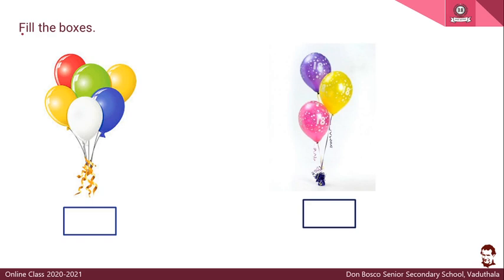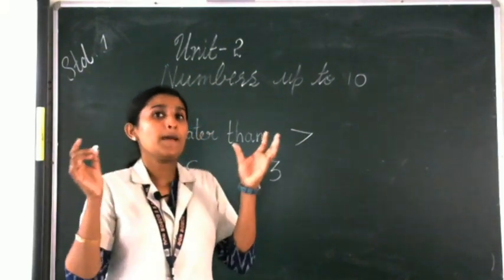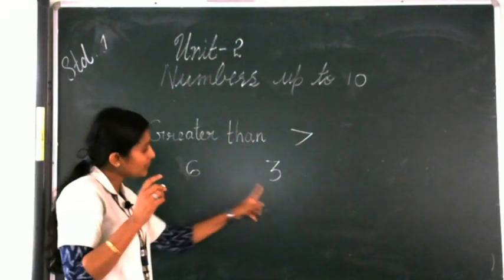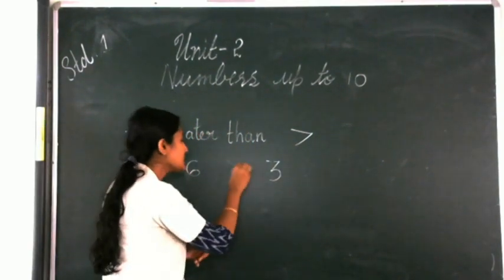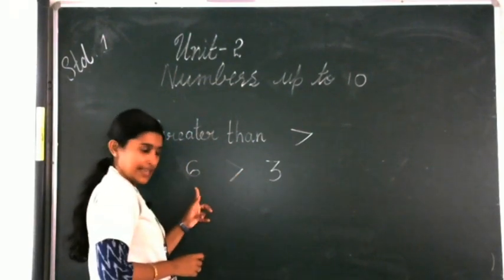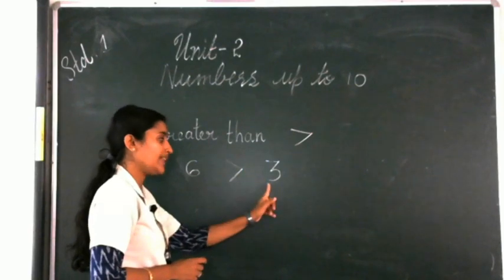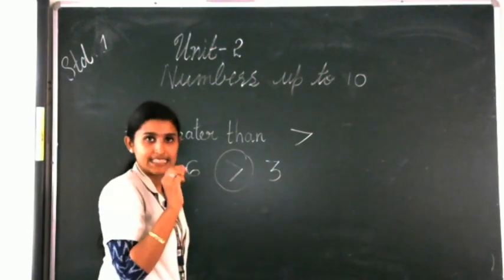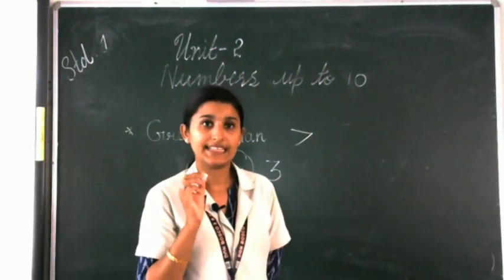How will you write it? Which is greater? The crocodiles always want to eat the bigger one. The crocodile's mouth always opens towards the biggest number. So which is the biggest number here, 6 or 3? Yes, 6. So we say that 6 is greater than 3, that is, 6 is more than 3. This is the symbol of greater than.